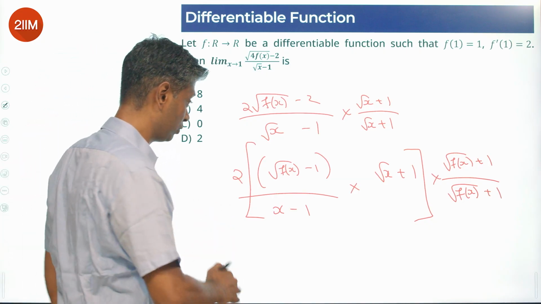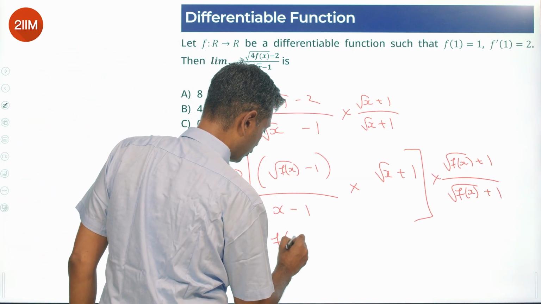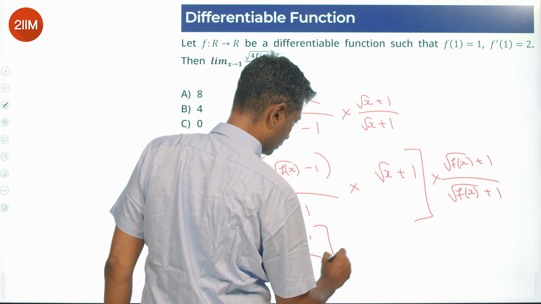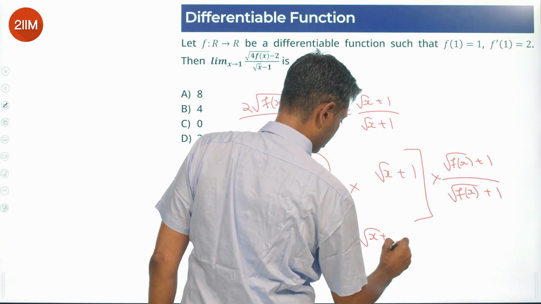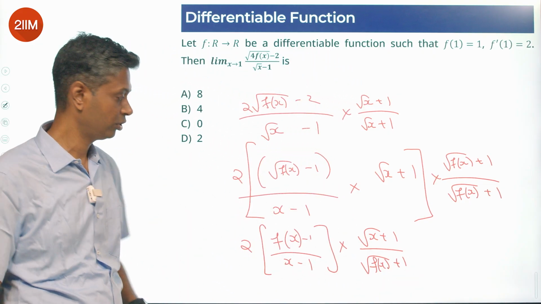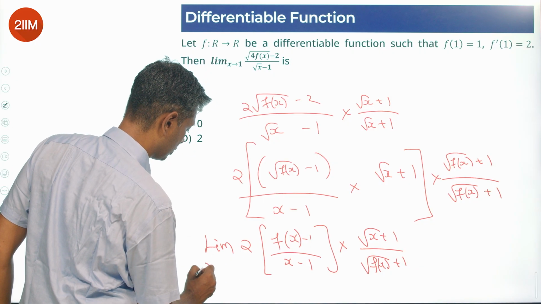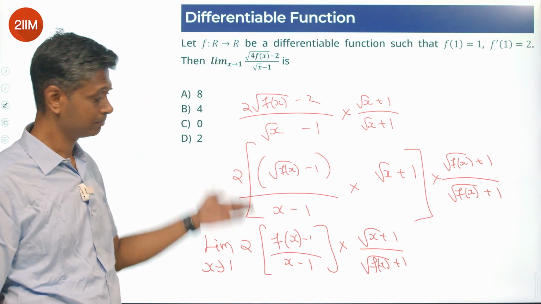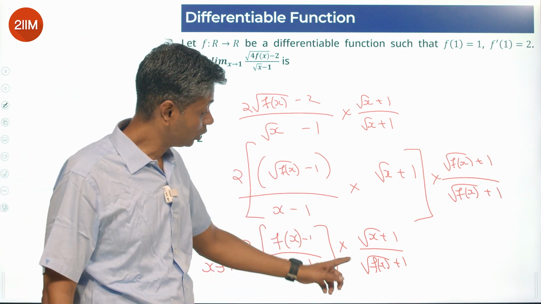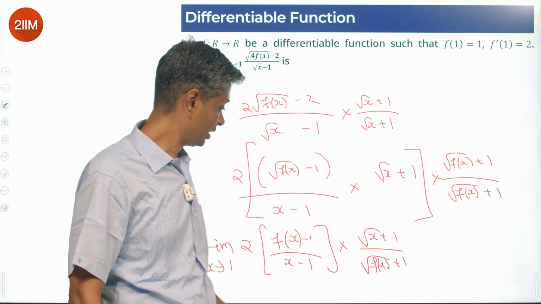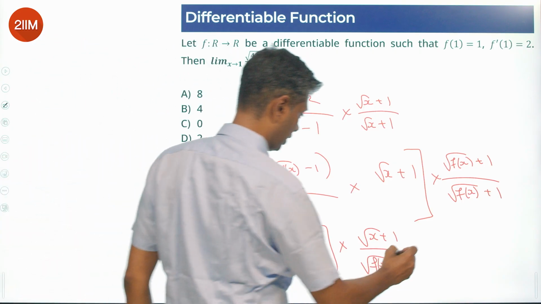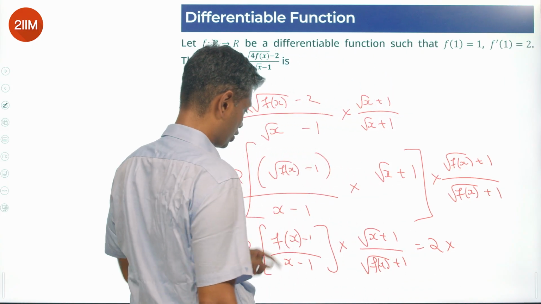Now this becomes quite beautifully 2 times (f(x) minus 1) by (x minus 1) into root x plus 1 by root of f(x) plus 1, all of this in the limit that x tends to 1. That's our expression. Why have we done this? Because 2 is simple to deal with. Root x plus 1 by root of f(x) plus 1 is simple to deal with. And this is nothing but f dash of 1. So our answer is 2 into f dash of 1, just 2.